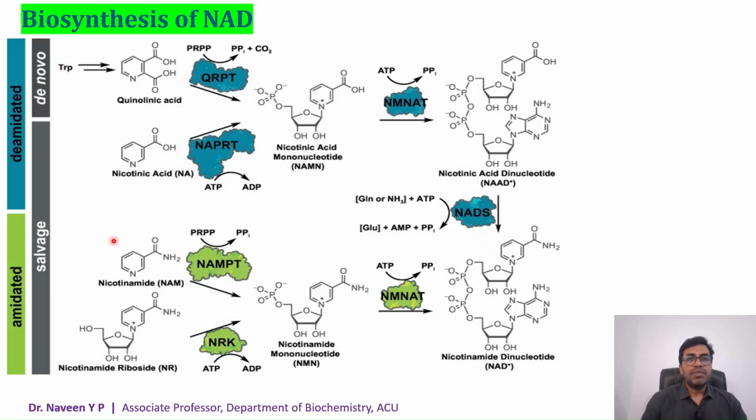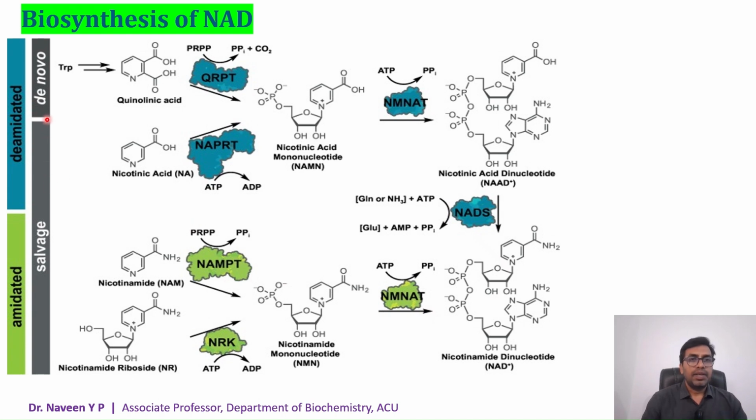Now in case of the salvage pathway, this just utilizes already existing molecules or partly broken molecules of other metabolic pathways to synthesize the NAD. The cell always tries to use this salvage pathway because it is less energy consuming than the de novo pathway, because the degradation of tryptophan and then the formation of quinolinic acid takes much more energy when compared to these particular reactions.